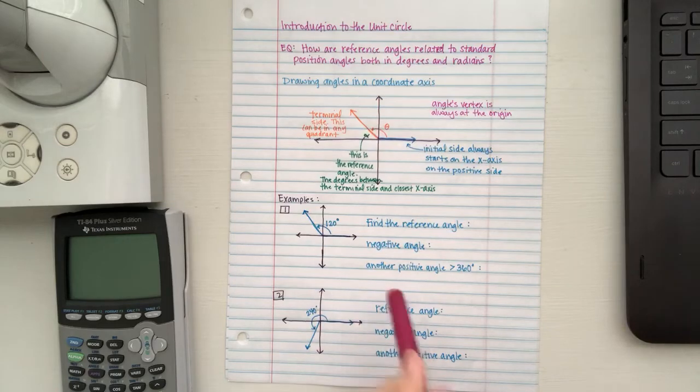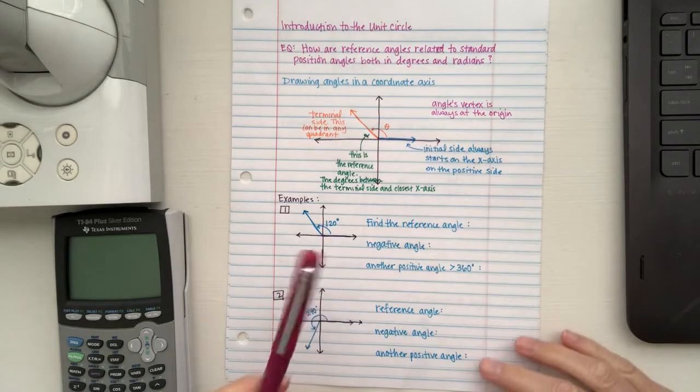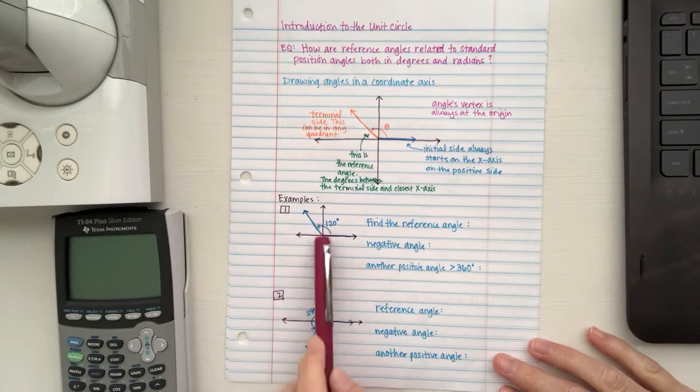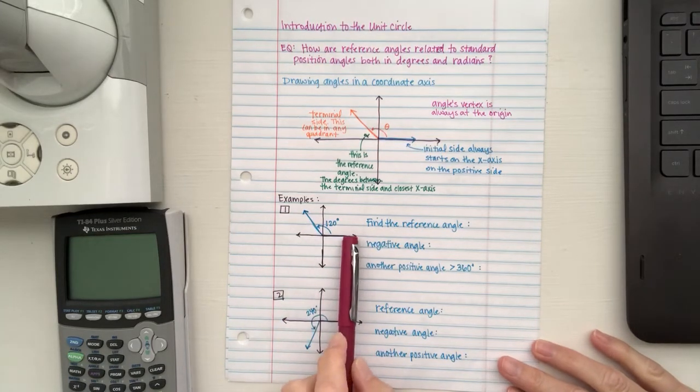So I want to go ahead and take a look at the examples so you can start putting numbers to these ideas. All right, so I've got a 120-degree angle that I've drawn here. So there's my terminal side. Oftentimes we don't even see the initial side.